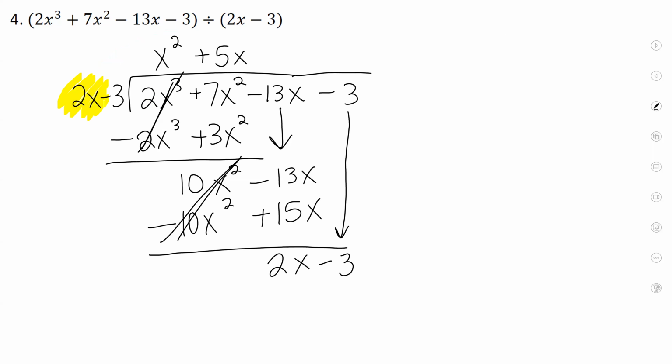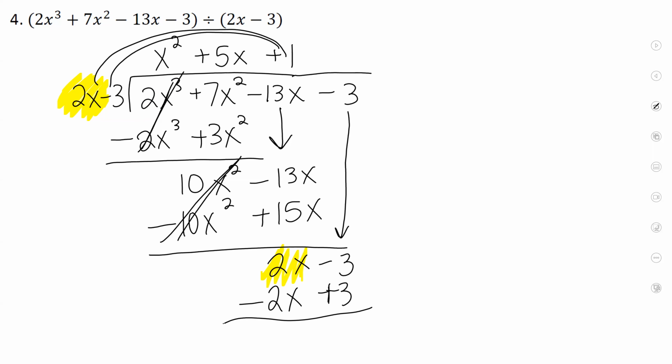2x times what will give you 2x? 1. So everyone put a plus 1 at the top. Anything times 1 is just itself. Okay, so 2x times 1 is just 2x. Negative 3 times 1 is just negative 3. What do we do now? Change the sign. This becomes minus, this becomes a plus.